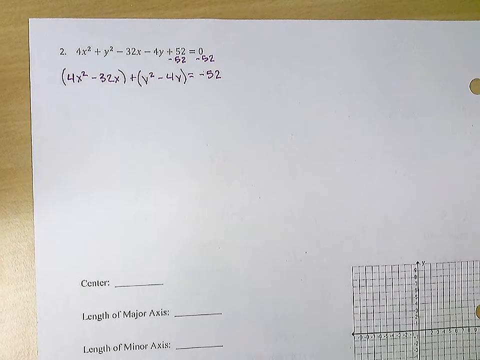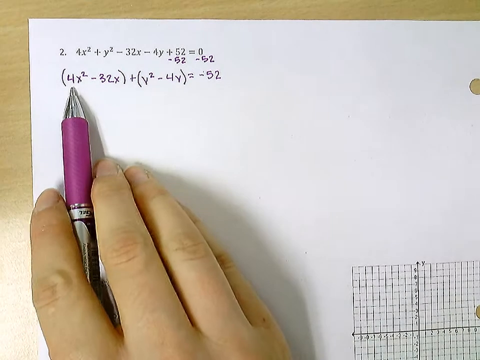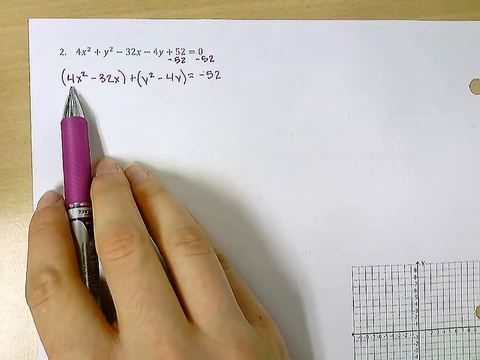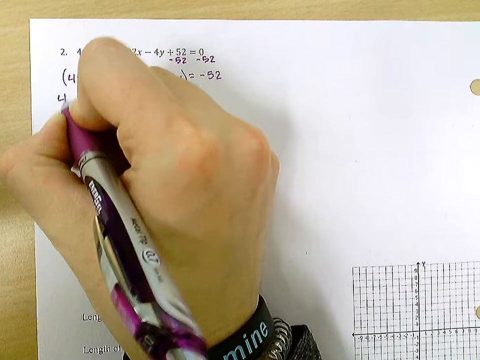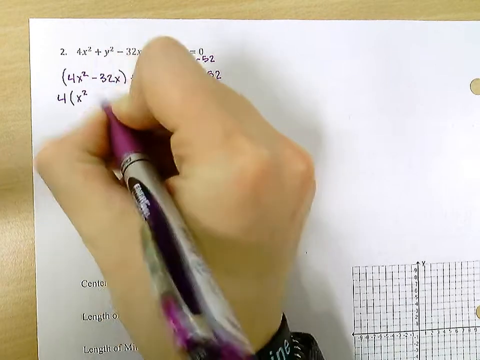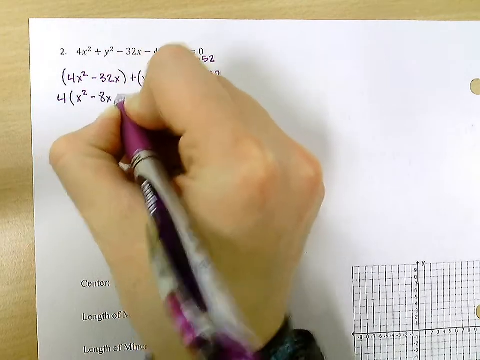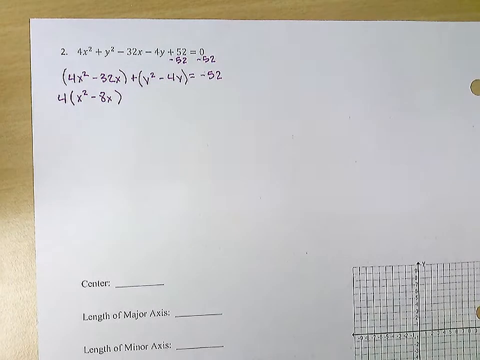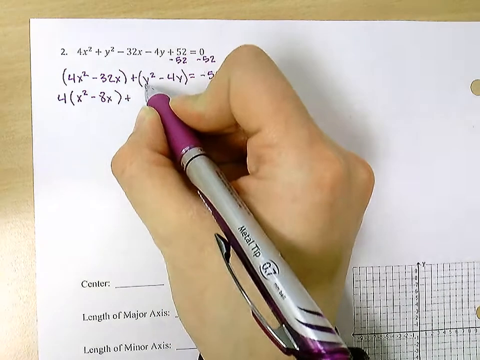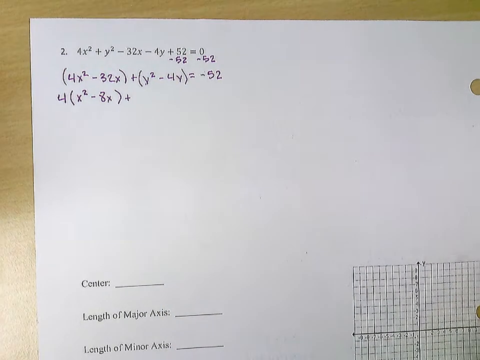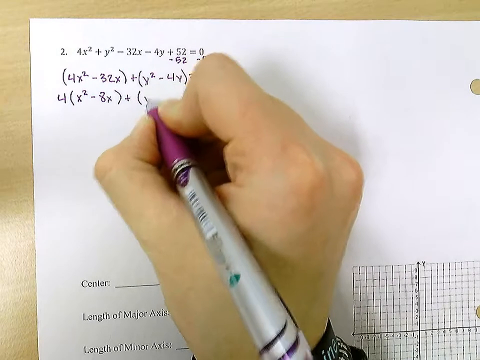Okay, so here's my x's and y's. So now if there's a number next to your squared value, you have to factor that out from both. Okay, so I do have a 4x squared, so I want to factor that 4 out. So I have x squared minus 8x. Okay, factor that 4 out from the 32 as well. Okay, I don't have a number next to y squared, so I don't have to factor anything out of that one, so it'll just stay the same.